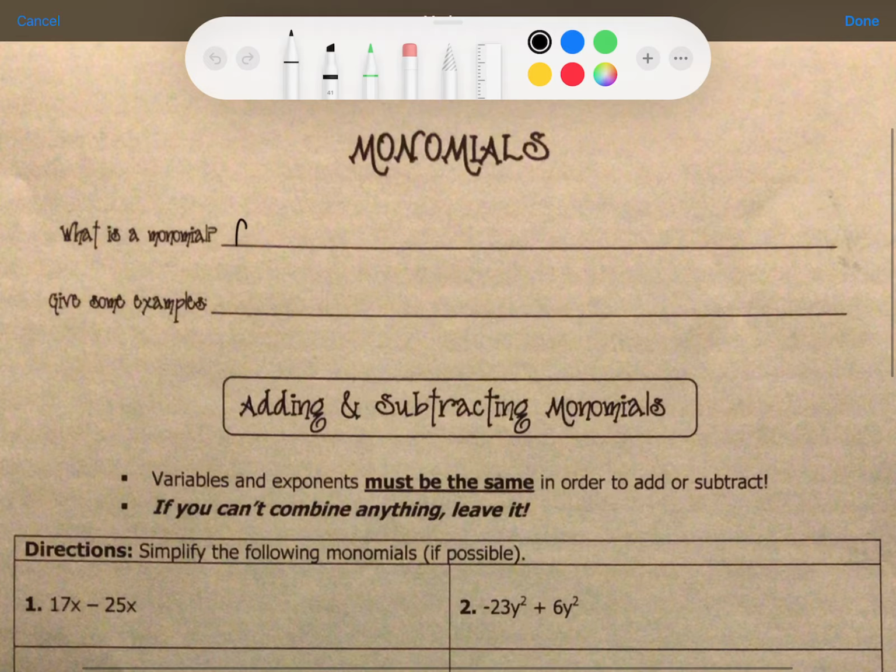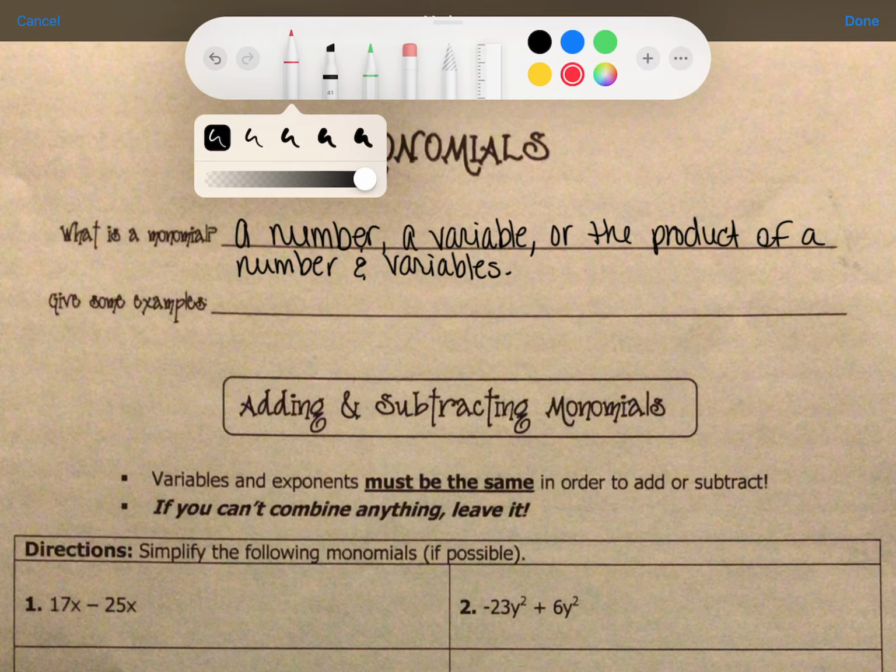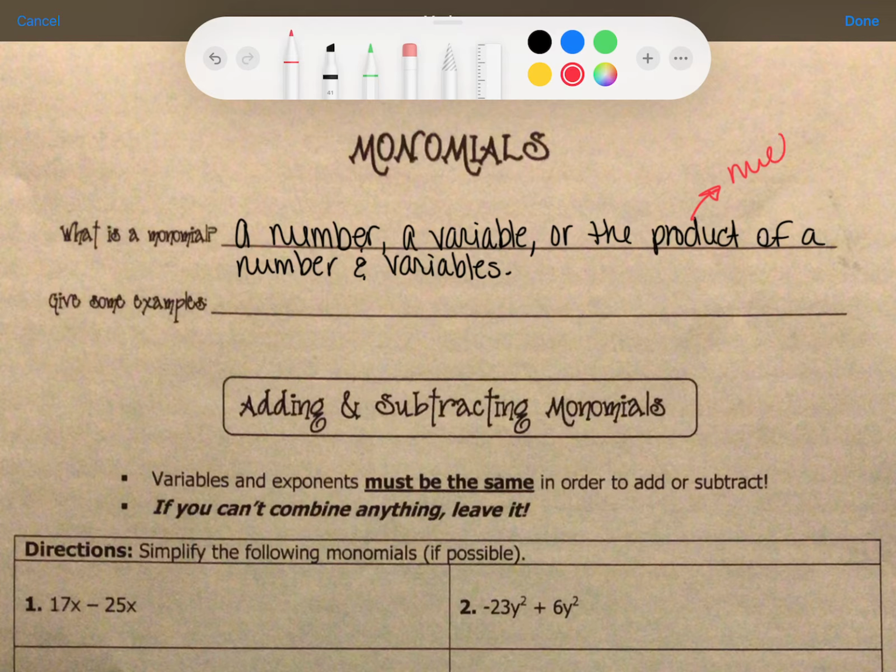A monomial is a number, a variable, or the product of a number and variables. And we should remember that product means to multiply. Whoops, that doesn't look like the word multiplying at all. There we go. So if you have a number, a variable, or the product of number and variables, then you have what is called a monomial.